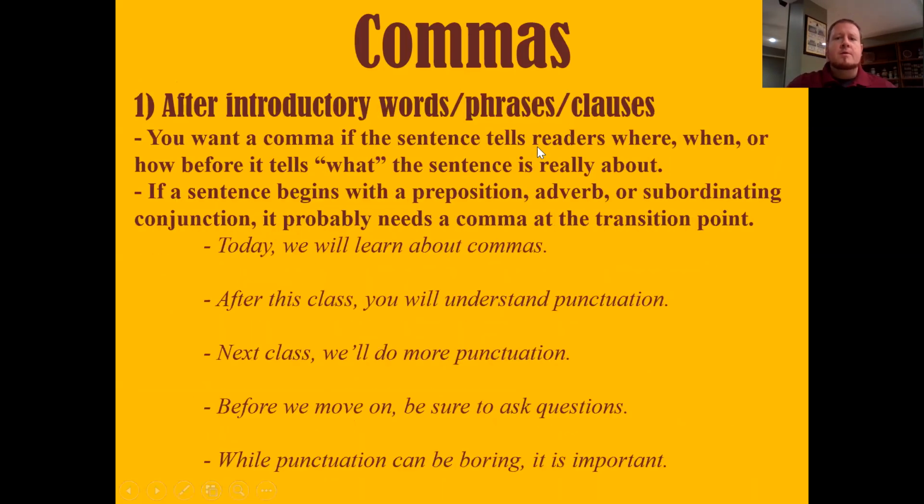All right. So rule 1 is where we need to think about introductory pieces. The basic idea here is that if you have a sentence that begins with a preposition, with a subordinating conjunction, or usually if it begins with an adverb, you'll have a comma as you transition into the main idea of that sentence. A way to simplify this is if you tell your reader where, when, or how the main action is going to take place before you get to what is really going on, we need a comma at the transition point.